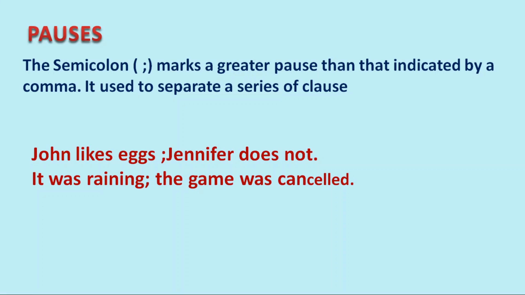The next type of pause is the semicolon. A semicolon marks a greater pause than that indicated by a comma. It is used to separate a series of clauses. Like: John likes eggs; Jennifer does not. It was raining; the game was cancelled. So, the semicolon we have used to separate a series of clauses.